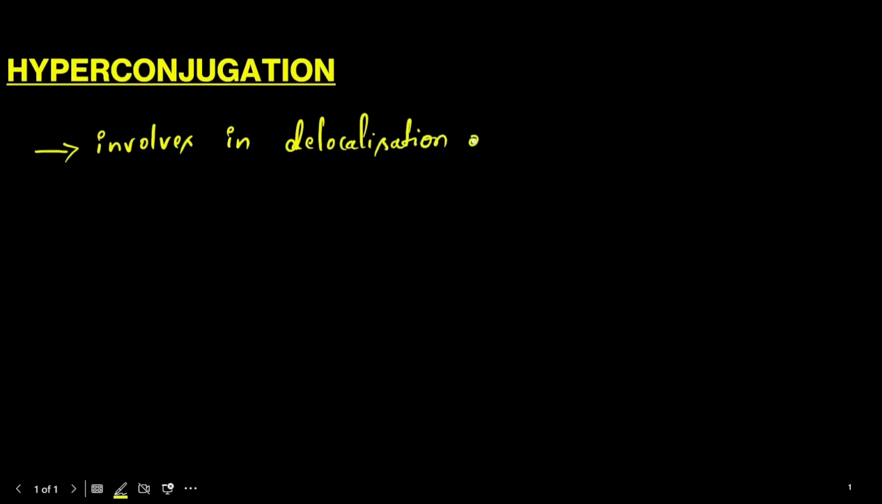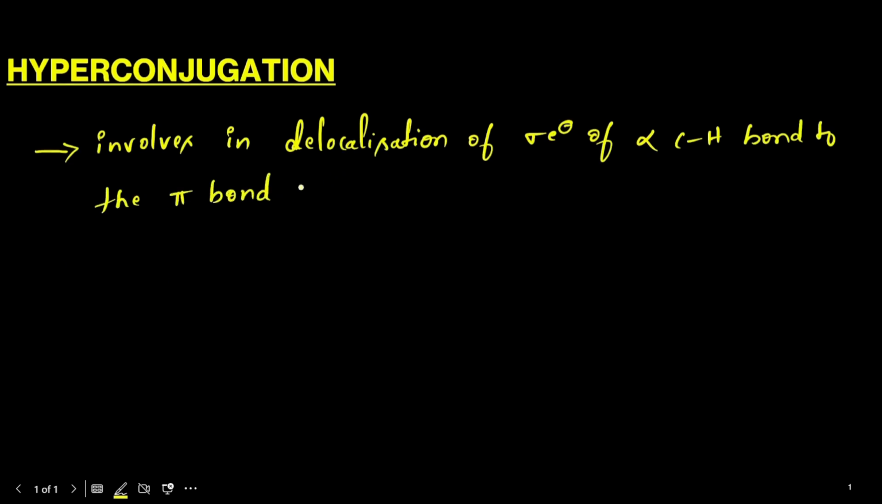In this video, we will discuss hyperconjugation and its applications. Hyperconjugation involves delocalization of sigma electrons of the alpha carbon and hydrogen bond to the pi bond or p orbital.